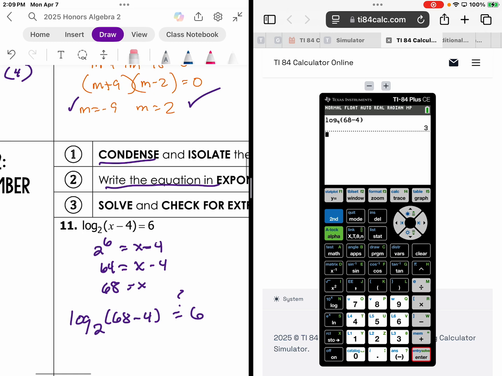Oh, yeah, I did. You're right. Thank you, sir. It's base 2. All right, so if I do second enter, go all the way back and change that to a 2. Hey, there we go. That's 6. Good catch.